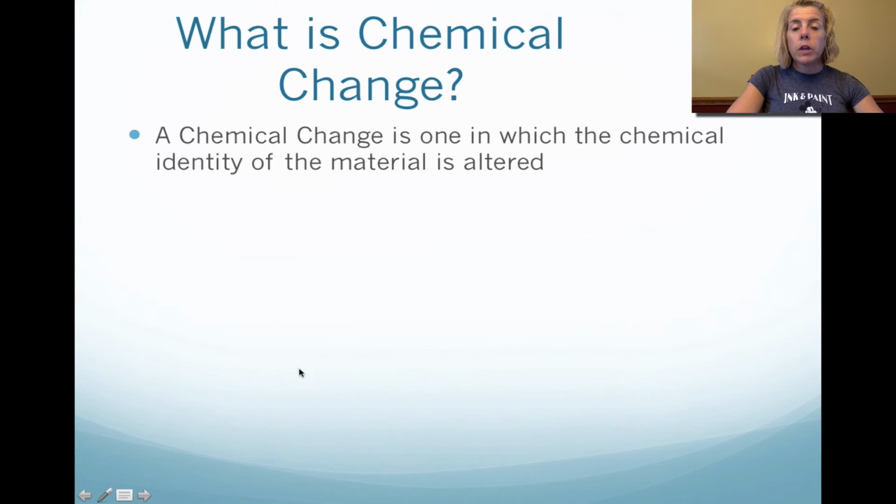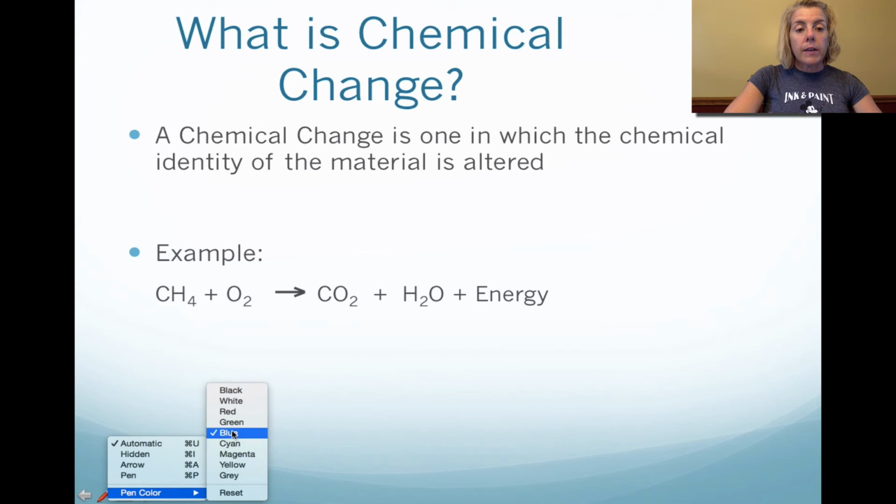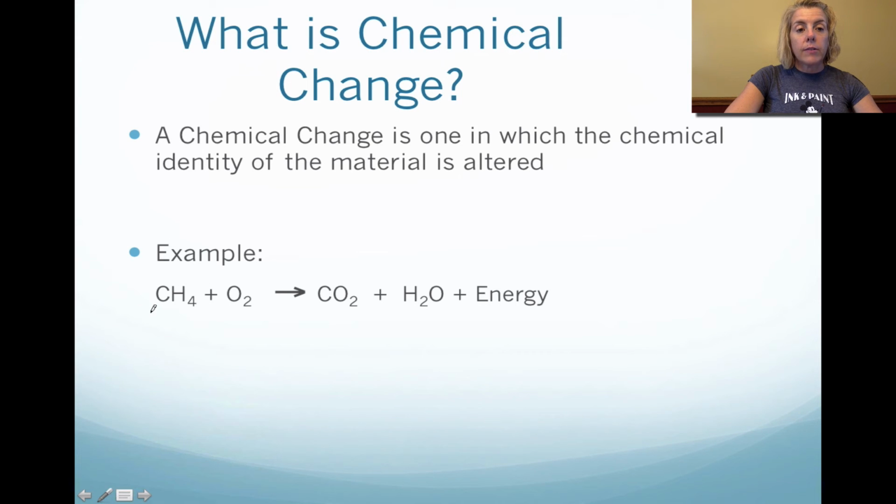Okay, chemical change. Chemical change is where you actually get the substance altered. So that means it actually changes its composition. An example of this is methane. So this is the gas that comes out of your stove if you have a gas stove. And it combines with oxygen to form carbon dioxide and water. And notice these are reactants and these are products. So anything on the left-hand side is considered reactant, anything on the right-hand side is considered product.